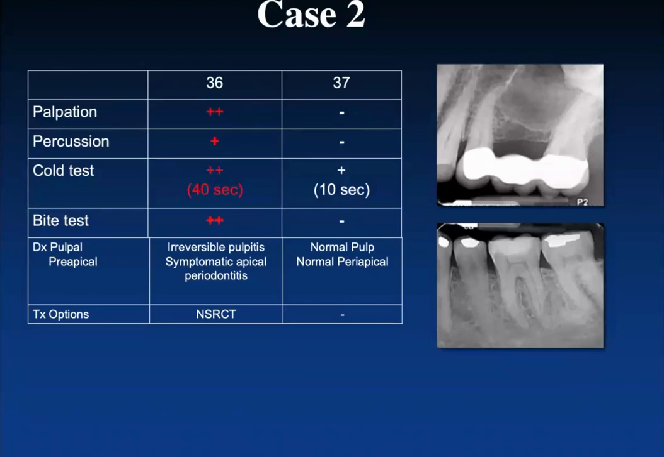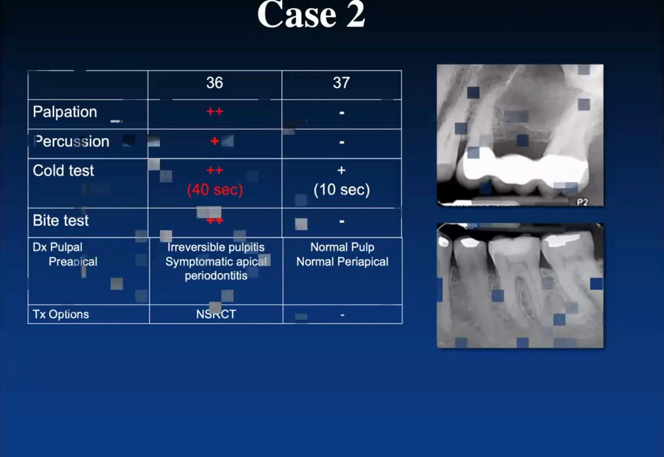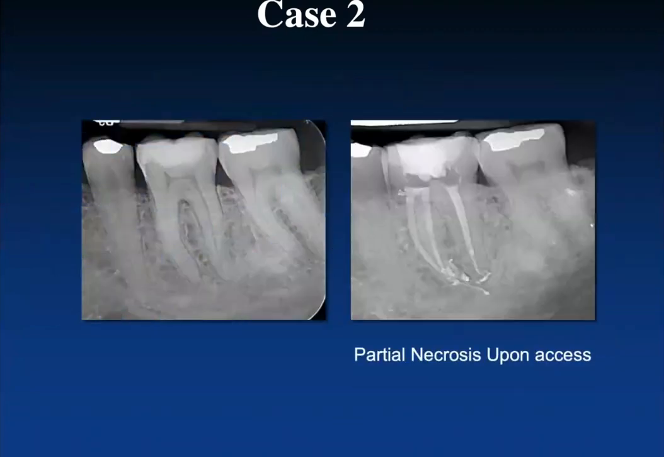In that case, it can be helpful as well, just to confirm your result when you are confused between two arches, as we said before, to give selective anesthesia in the lower arch. If the symptoms stop, then it's more conclusive that your diagnosis is correct. So the treatment started, it was partially necrotic upon access, and the root canal was accomplished in one visit.